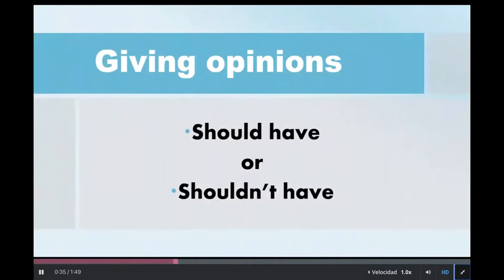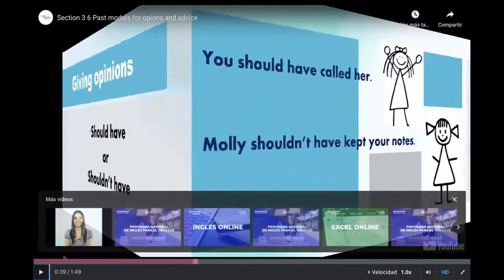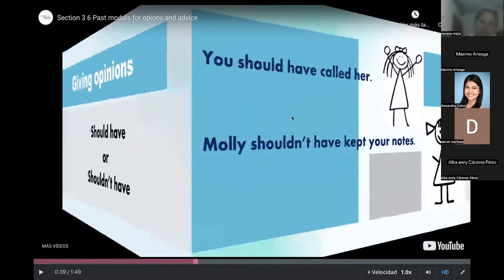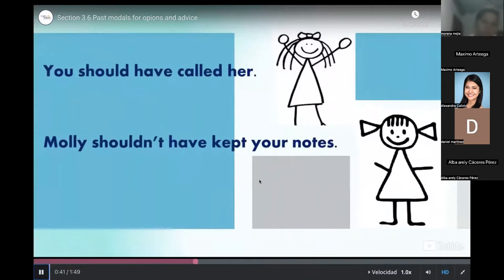Giving opinions. When giving opinions, we may use should have or shouldn't have. Okay, so what do we use? We use should in positive or negative. As an example, here, the opinion is like what I think is the correct thing. Shouldn't is what I think is the correct not to do. This is the idea for giving opinions, should and shouldn't. I will give you two sentences. You should have called her. Molly shouldn't have kept your notes.